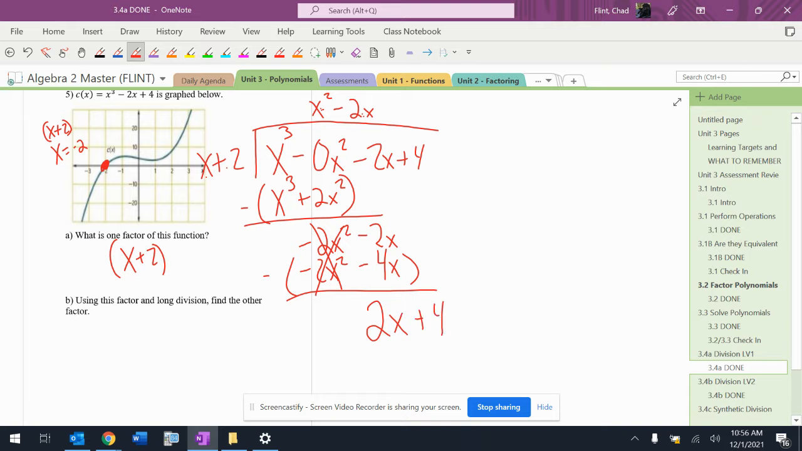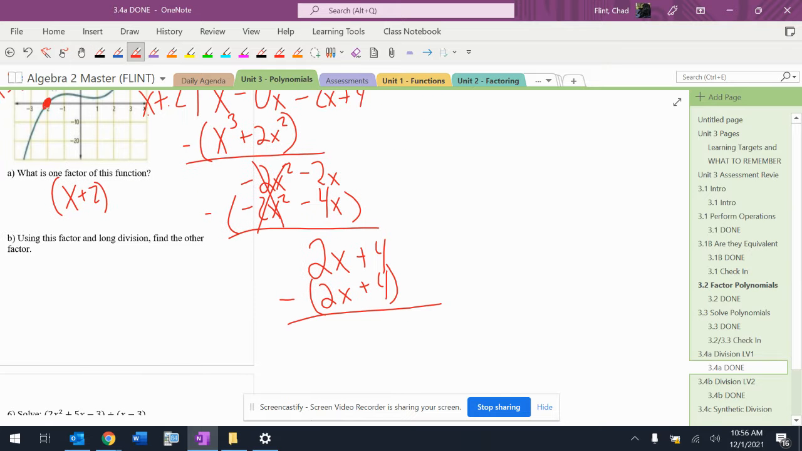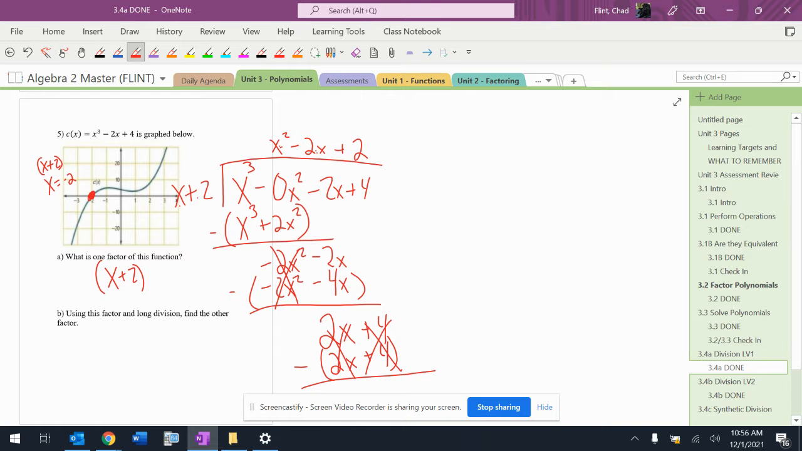How do I get a 2x? Plus 2. 2 times x is 2x. 2 times 2 is 4. 2x minus 2x is 0. 4 minus 4 is 0. No remainder. All right, I didn't say this in the beginning, but since I know x plus 2 is a factor, I also know that there cannot be a remainder when I do this, because if there is a remainder, it means what you have is not a factor.